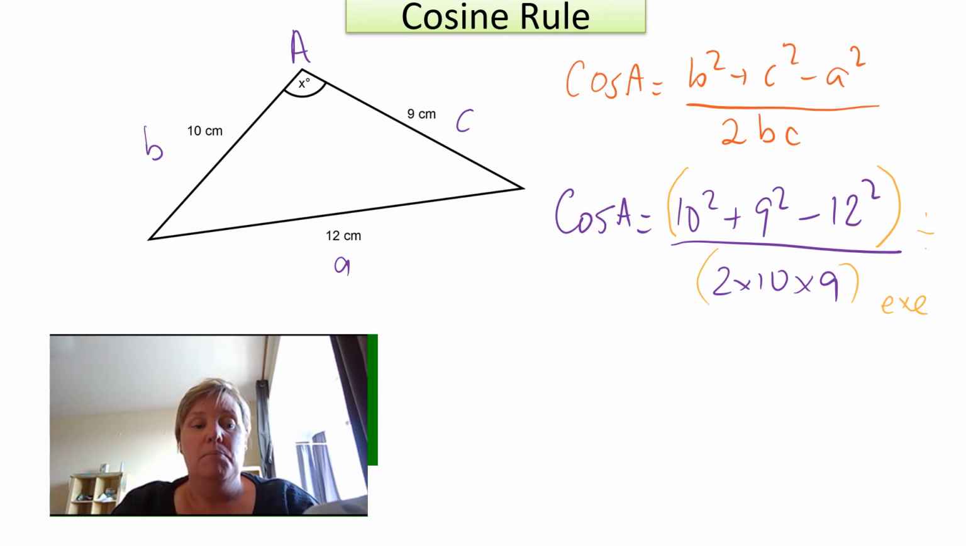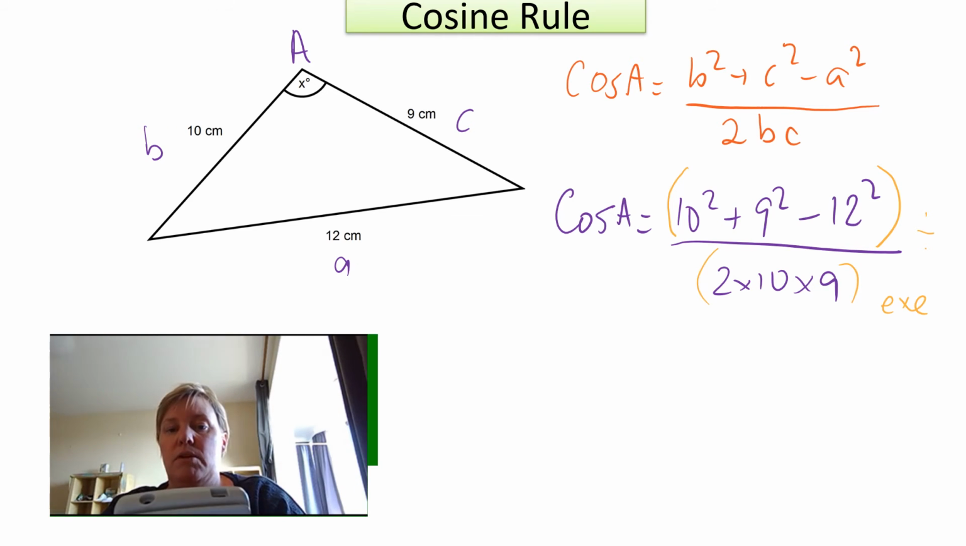So here we go. Big deep breath, bracket. Here we go. 10 squared plus 9 squared minus 12 squared, close bracket, divided by open bracket, 2 times 10 times 9, close bracket. Oh, just did an error. I didn't write 10, I wrote 1. 10 times 9, close bracket.